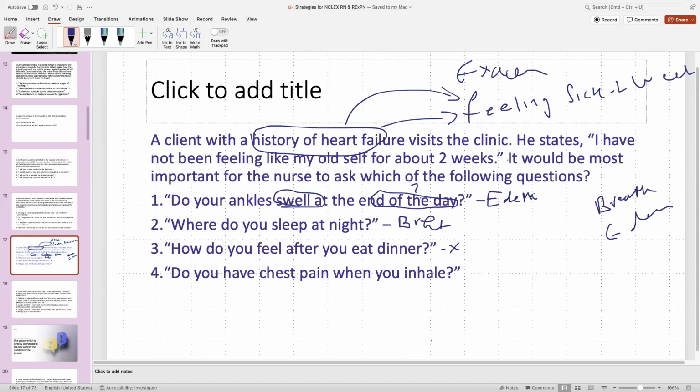Do you have chest pain when you inhale? So, is chest pain connected with heart failure? No. So your answer is option two. Where do you sleep at night?